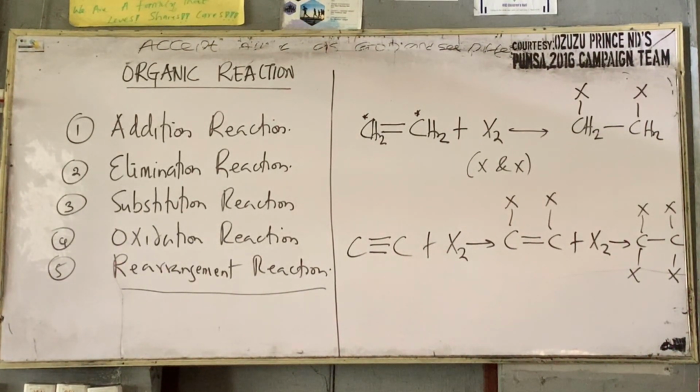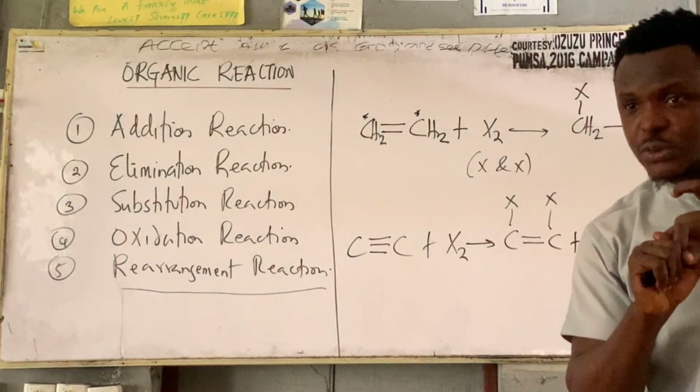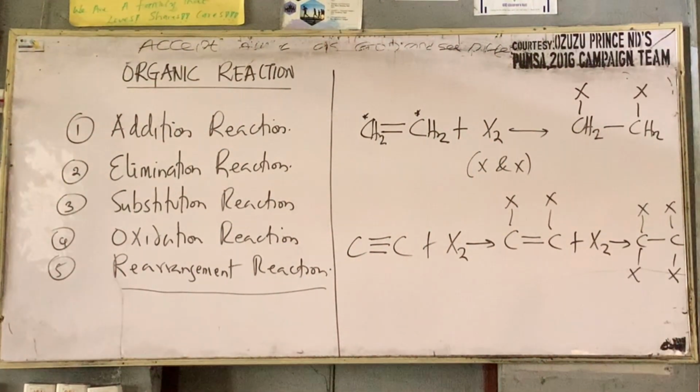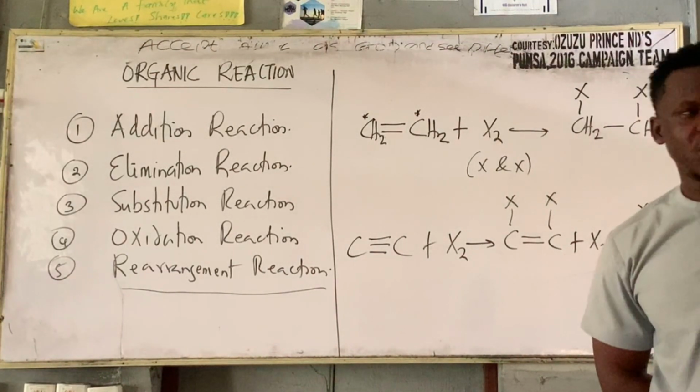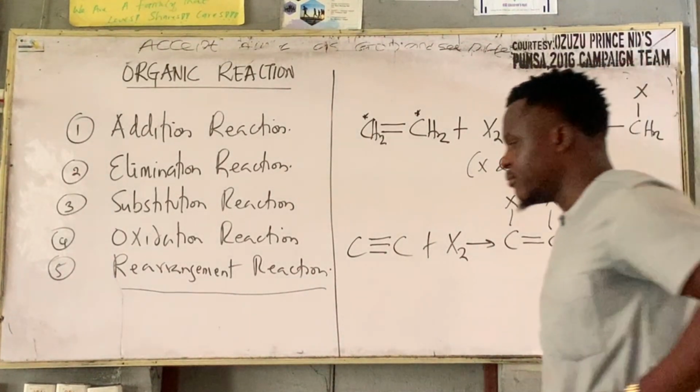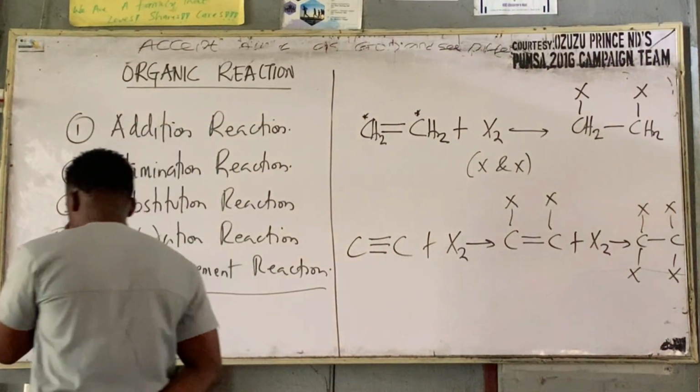So it means that addition reaction is only possible for a double bonded compound or what? Any compound that has only single bonds cannot undergo addition reaction, because what are you going to add? Take note of that. Addition reaction is actually possible for double bonded compounds.